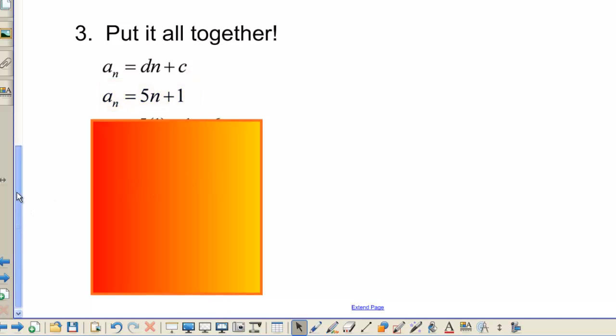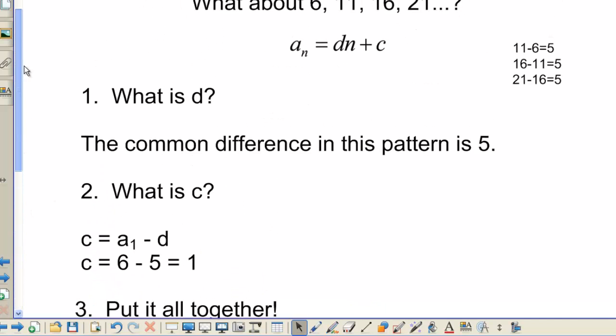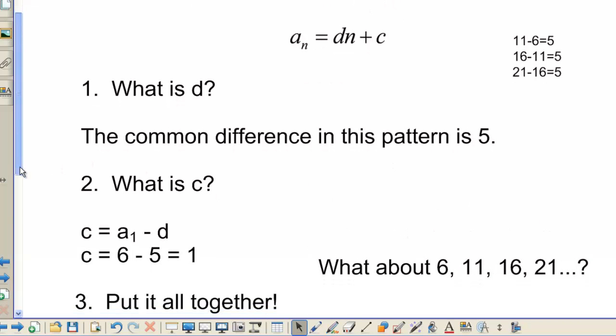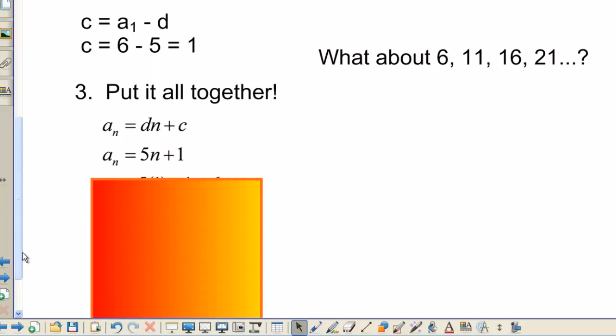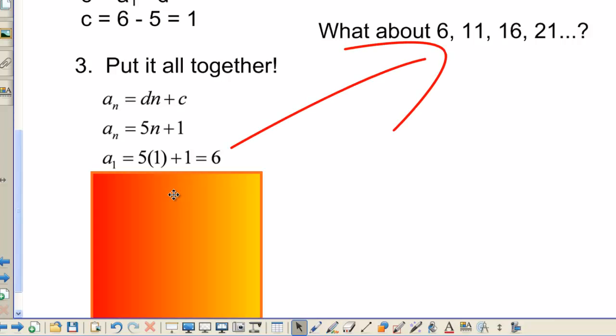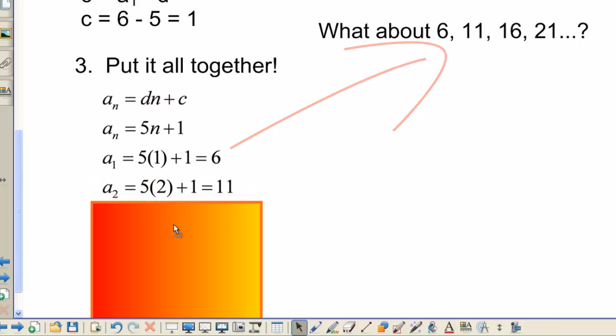How can I check it? Well, let's recall the pattern. The pattern was 6, 11, 16, and 21. If I use my formula to check, when I want to find a sub 1, I plug 1 back into the formula that I have derived: 5 times 1 is 5, plus 1 is 6, and that does yield the first term of the sequence.